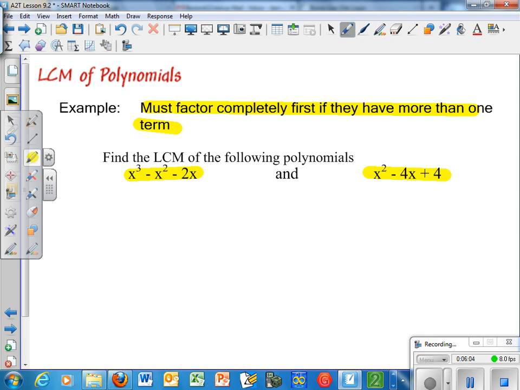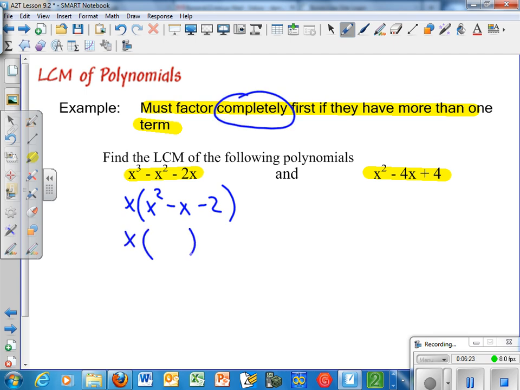So, if I look at this first one, the one on the left, first thing I notice is I can take an x out of all the terms. That's always what you ask yourself. Okay, so then I'm left with x squared minus x minus 2. Taking an x out, opposite of the distributive property. But you need to factor completely. What do I mean by that?